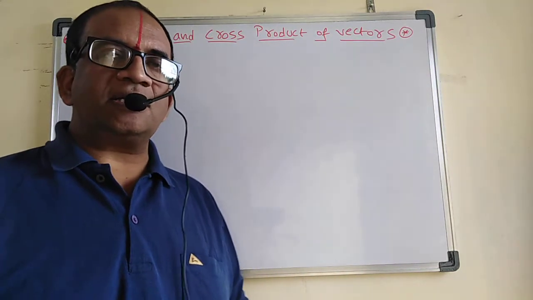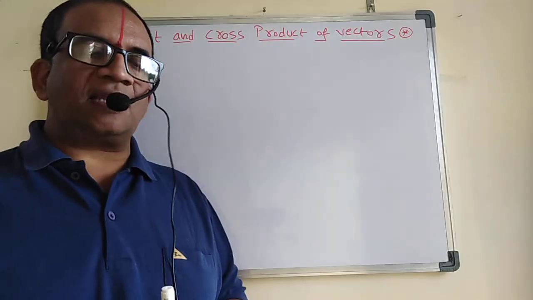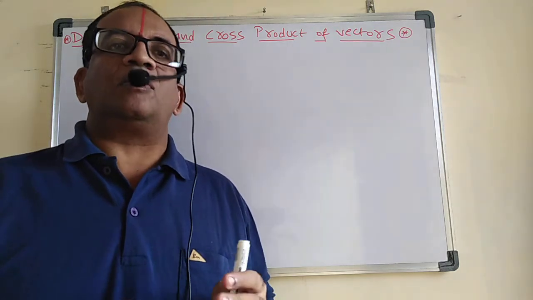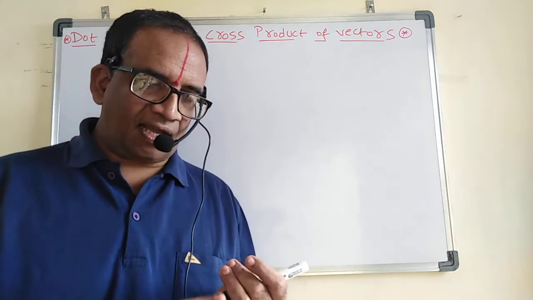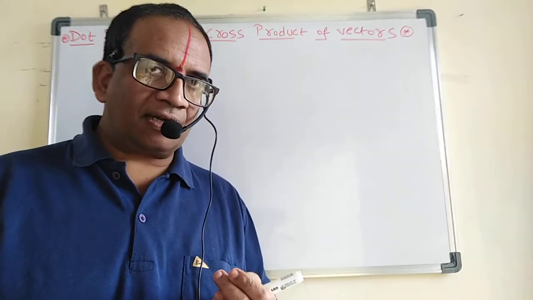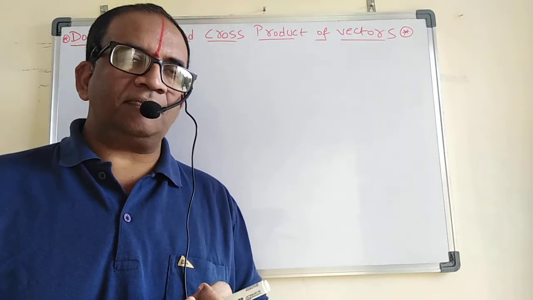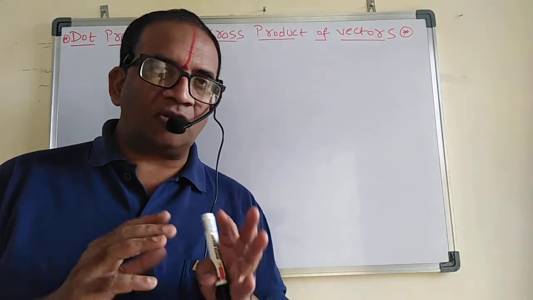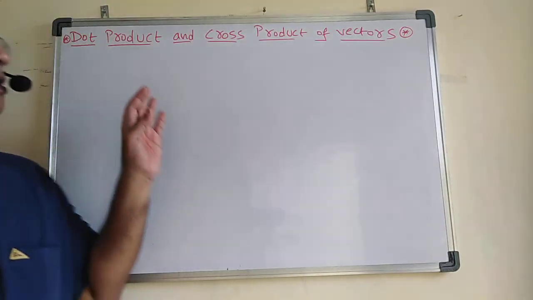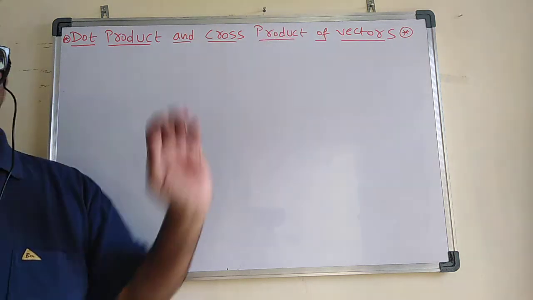Today I am going to discuss vectors. Regarding vectors, in the last classes I explained what is meant by vector and scalar. In the next part I explained the parallelogram law of vector addition, Lami's theorem, and the resolution of vectors. So in this part I am going to discuss the dot product and cross product of vectors.